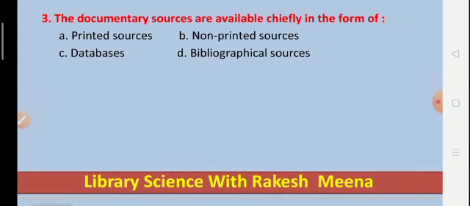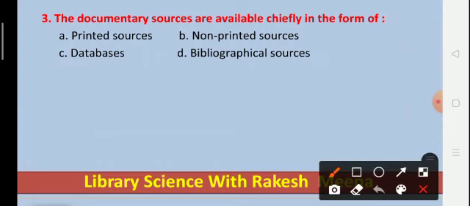Third question: the documentary sources are available, classified in the form of option A, the printed sources, option B, the non-printed sources, option C, the databases sources, and option D, the bibliographical sources. The correct answer for that question is option number A. Option number A is the printed sources.